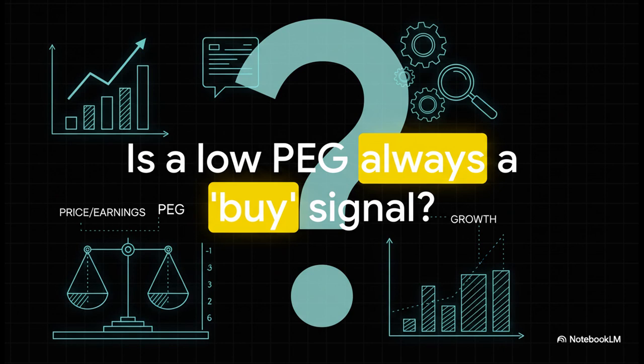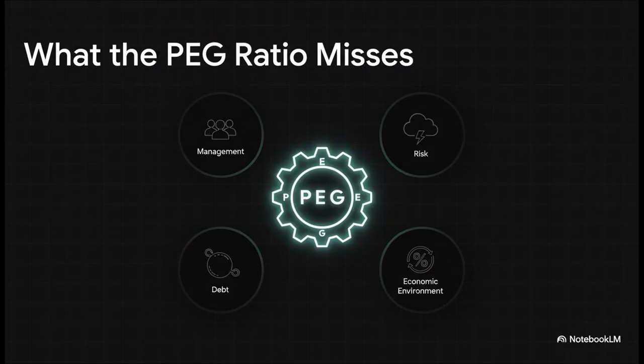You see a stock with a PEG of 0.6. Should you just jump in and buy it? The answer is a hard no. A low PEG isn't the finish line. It's the starting gun for your real research. You know, the thing that makes the PEG so great, how simple it is, is also its biggest weakness, its fatal flaw.